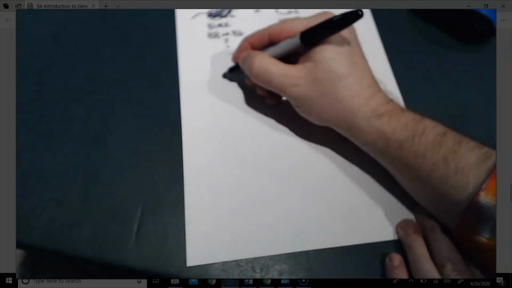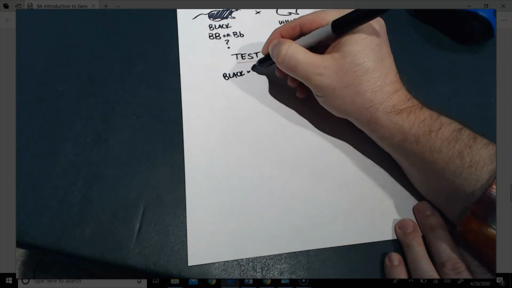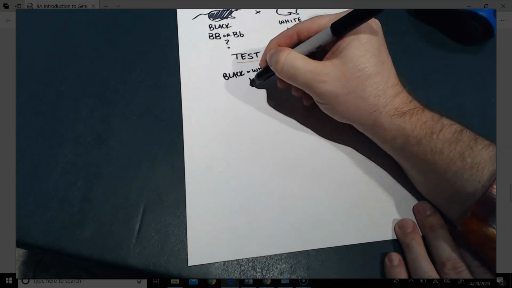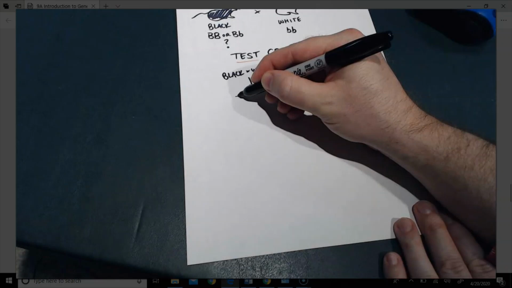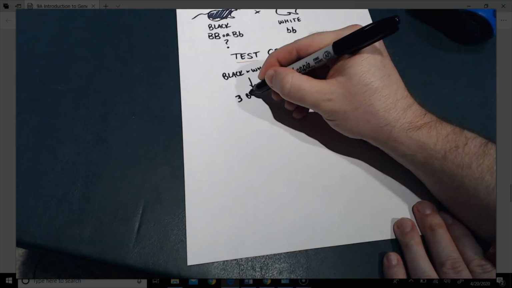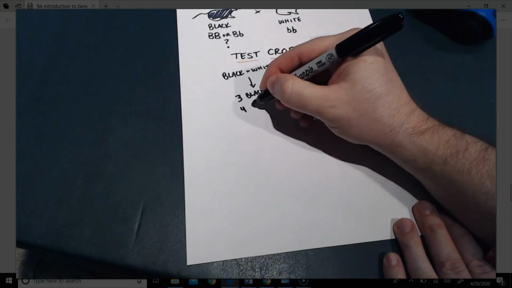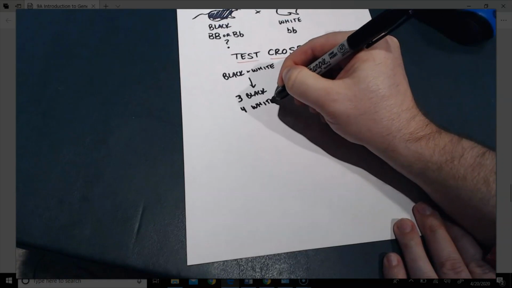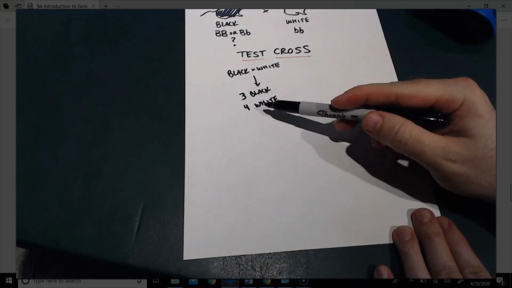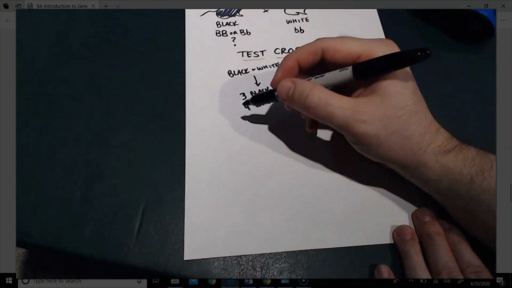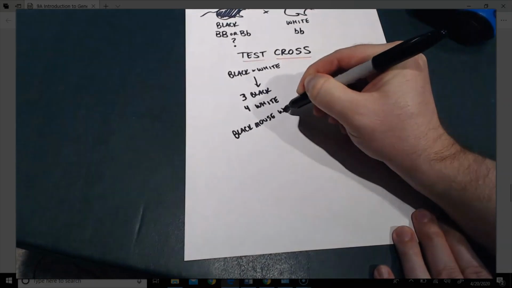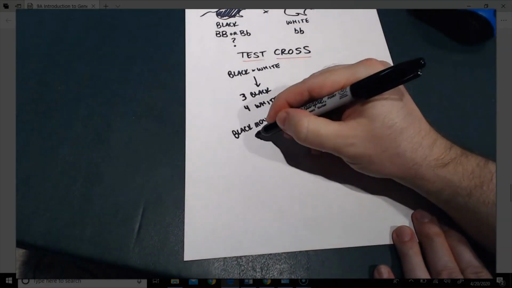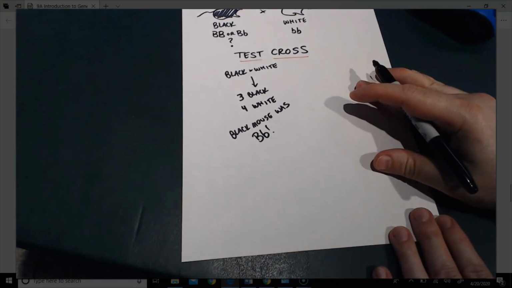If we mated the black to the white, right? And we get, let's just say this. Let's say that we got, let's say 7 total offspring. Let's say that out of 7 total offspring, 3 were black and 4 of the pups were white. Well, if you did a test cross and you got these results, you could be 100% now that the black mouse was what? Heterozygous, right? Big B, little b.